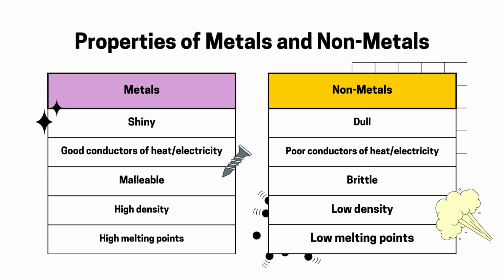Here are the properties of metals and non-metals. Metals are shiny, good conductors of heat and electricity, malleable, with high density and high melting points. Non-metals are dull, poor conductors of heat and electricity, brittle, with low density and low melting points.